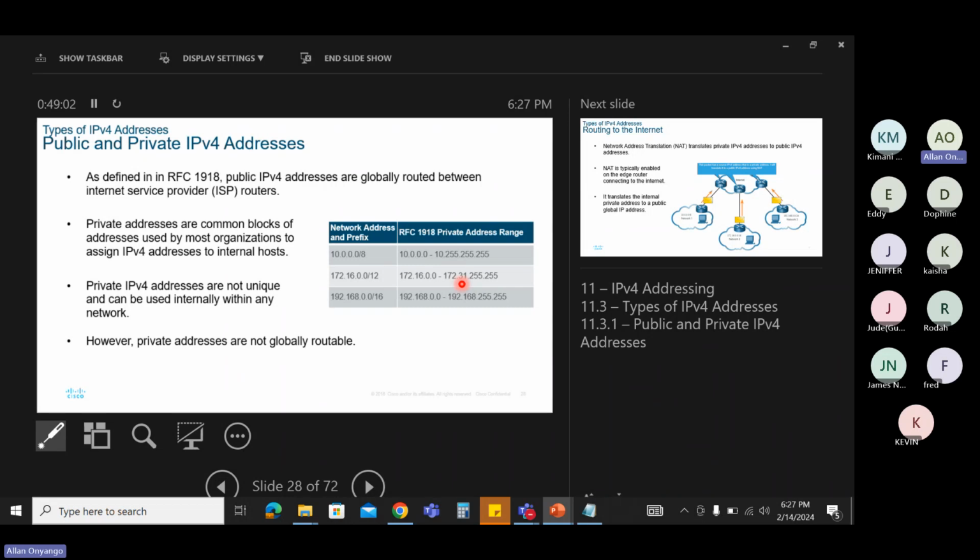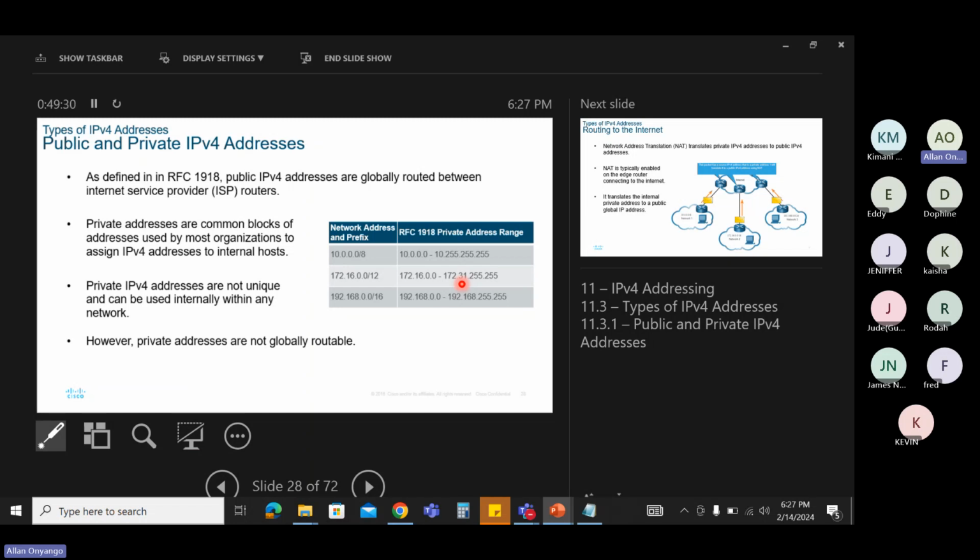172.32, that's public. 172.14 is public. But 172.16, 172.28, 172.30, 172.31 are private. So up until there, this is where we have problems, the second octet. If you see 172, you must counter check that it is from 16 to 31.